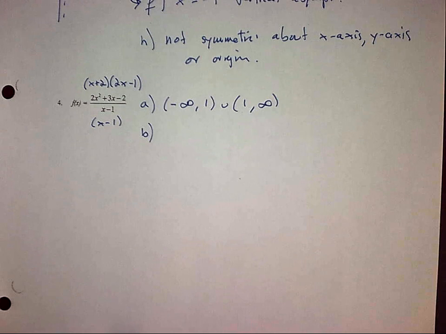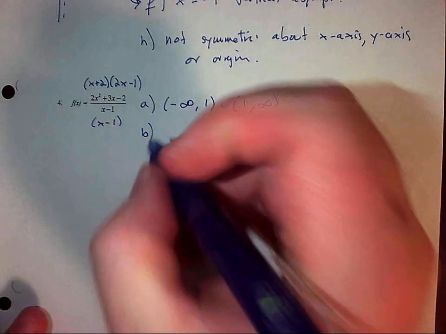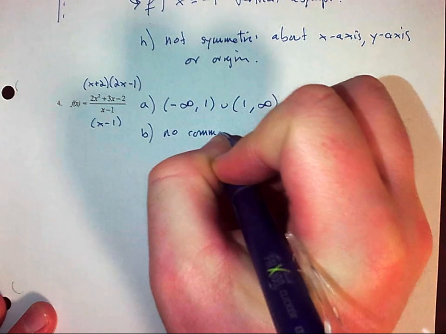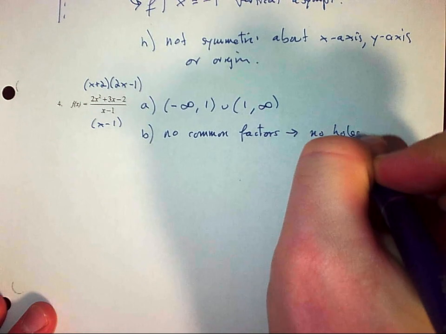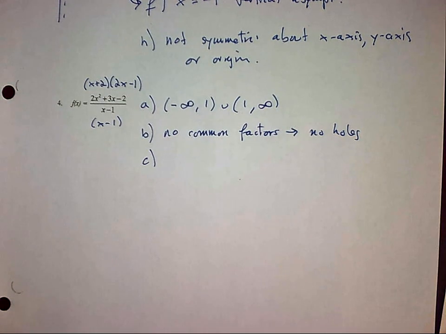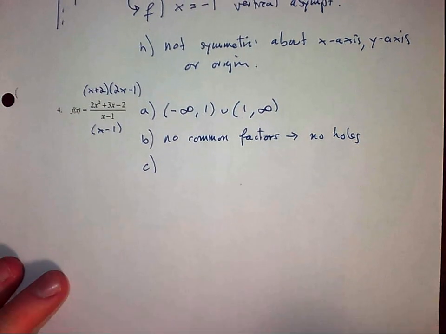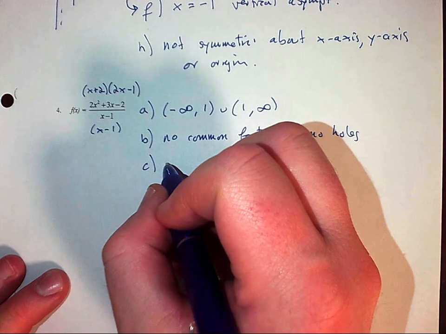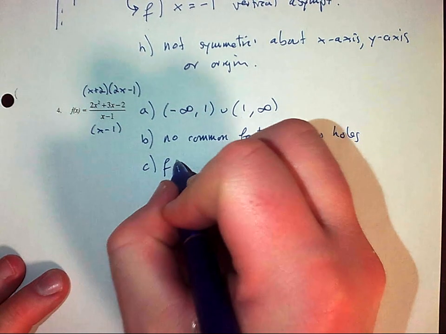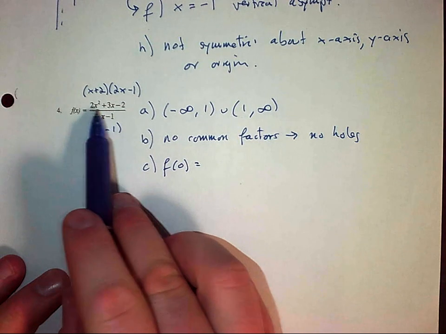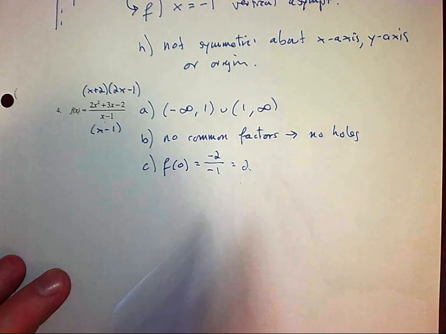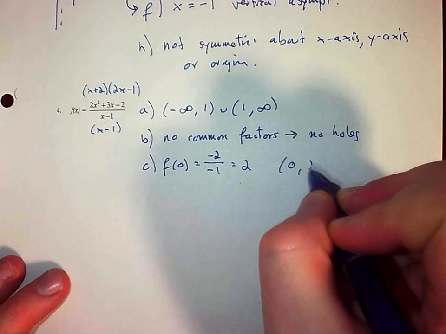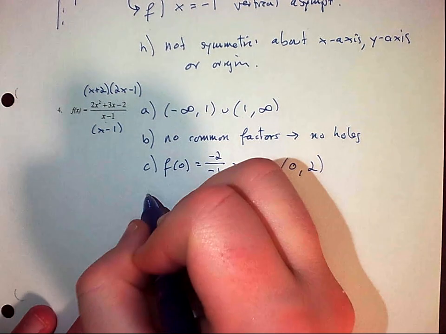But for B, since we're trying to find any removable holes or discontinuities, since we have no common factors, we also have no holes. For C, we're trying to state the y-intercept, and whenever we're trying to find the y-intercept, we let x be equal to 0. If we let x be equal to 0, we're going to plug in 0 here, 0 here, so it's going to be negative 2 divided by negative 1, which is just equal to 2. So therefore, at (0, 2) is where we have our y-intercept.